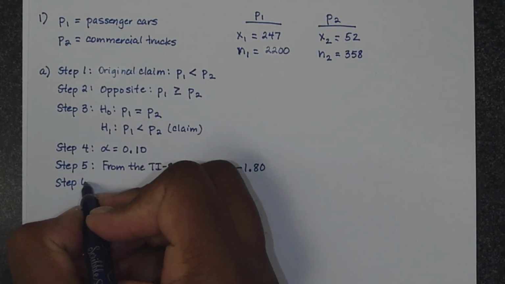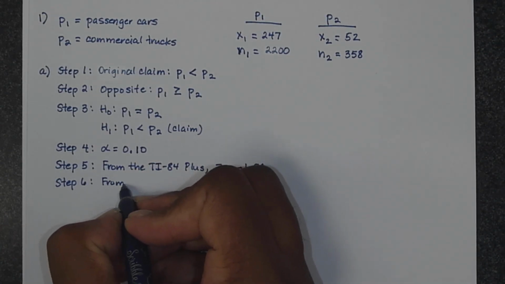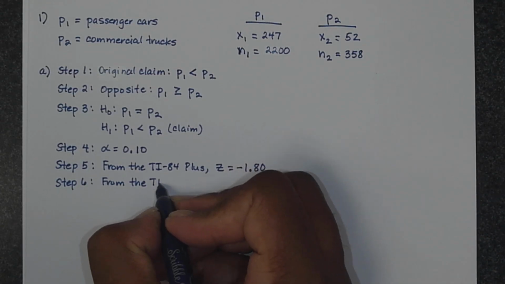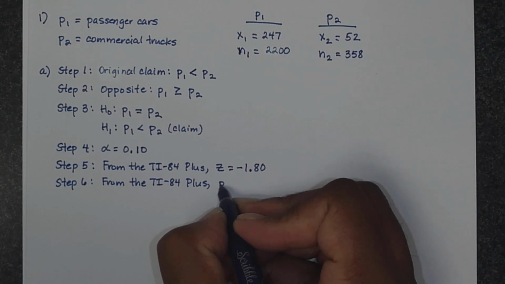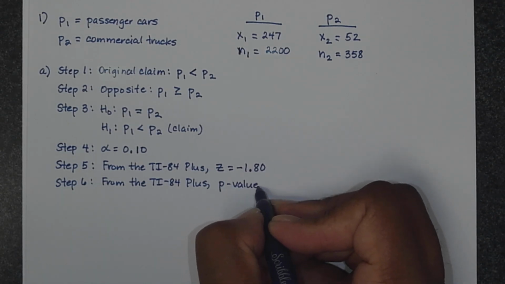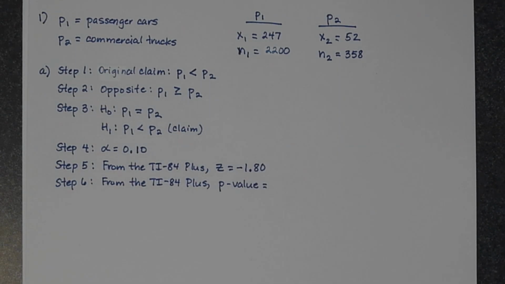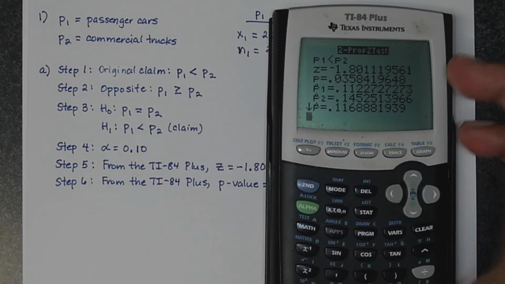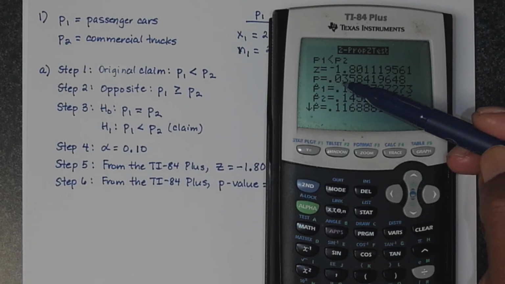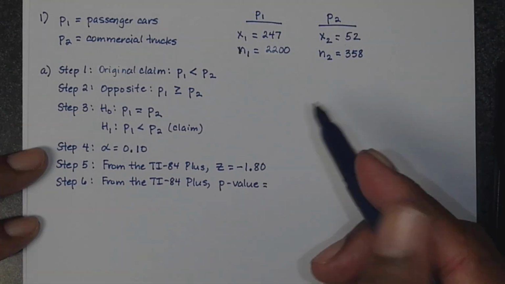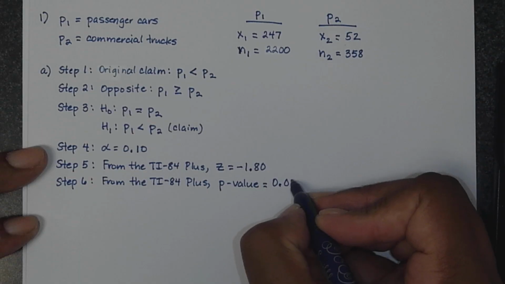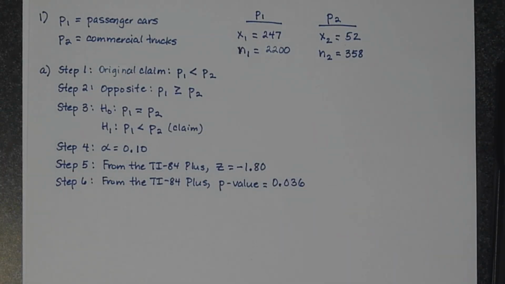Step number 6. Also from the TI-84 plus calculator, we can get the p-value. That's a probability, again, the test statistic as extreme as the one that we've obtained from our summary statistics here. And right under the z is your p. That's your p-value right there. If I was to round this off to 3 decimal places, that would be 0.036. So there's your p-value right there.